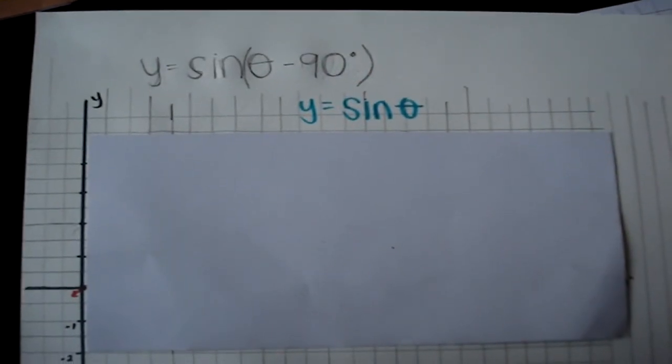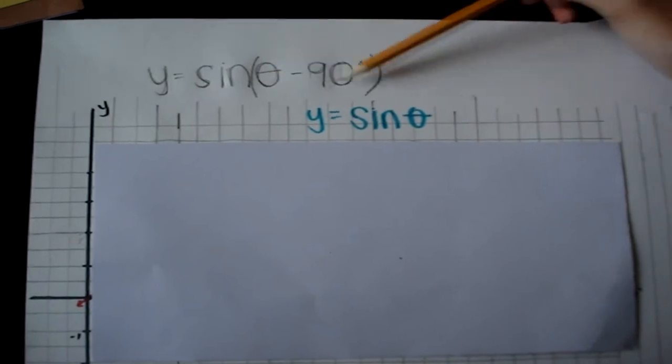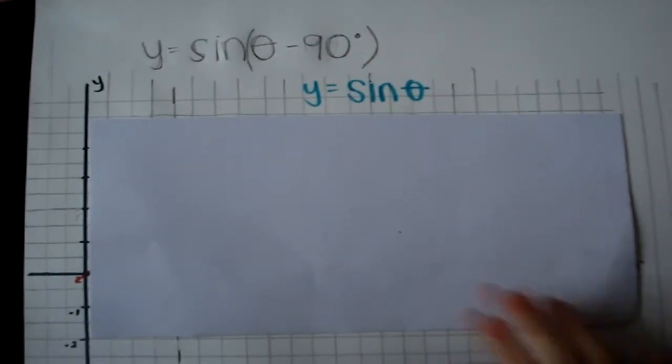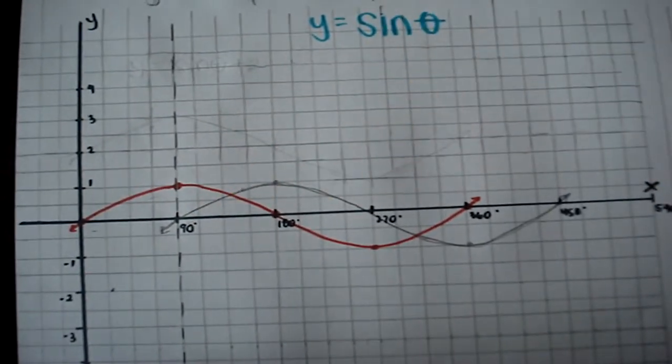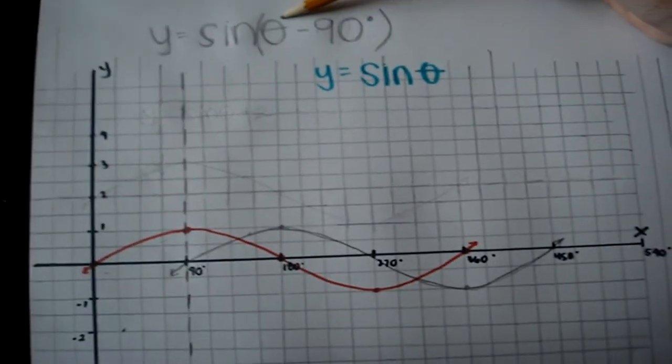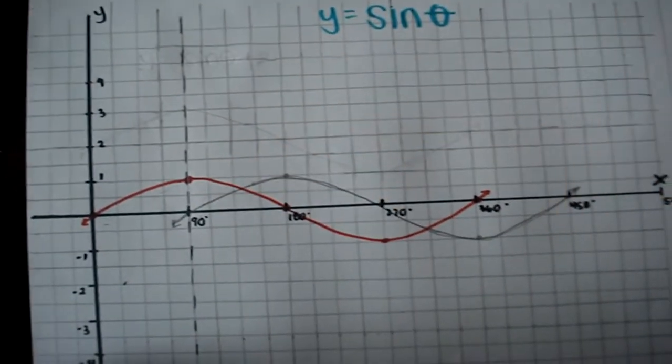Coming up next is the horizontal shift. For this, we're going to graph y equals sine theta minus 90 degrees. Compared to the parent function of sine, instead of starting the graph at 0, you now start at 90 degrees. Remember, anything in the parentheses is indirect, so you shift 90 degrees to the right. Essentially, this shifts your y-axis.